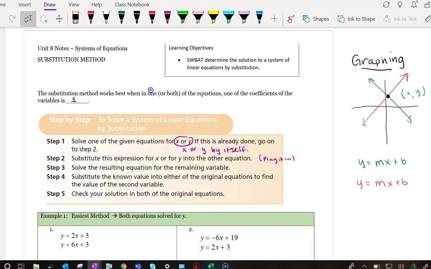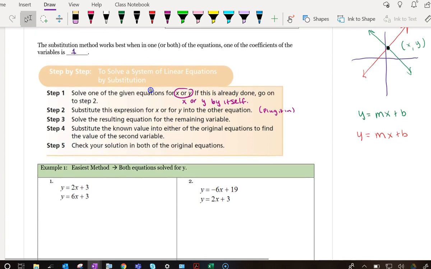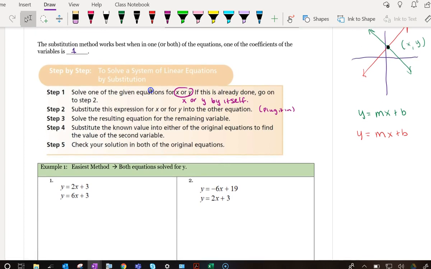Okay, then we're going to solve the resulting equation for the remaining variable, substitute the known value into either of the original equations to find the value of the second variable, and then we're going to check our solution in both equations. So this is your check step.